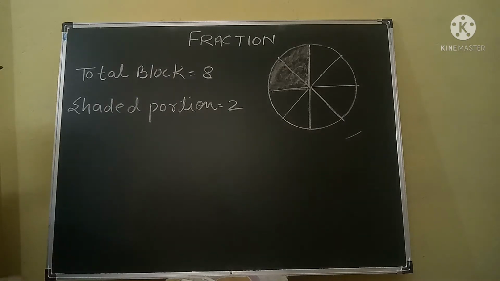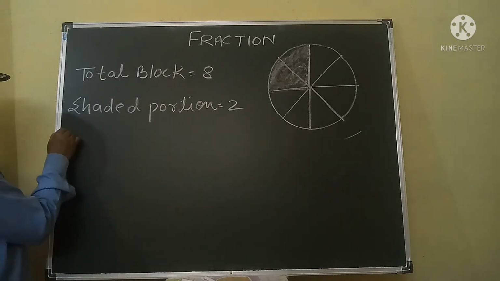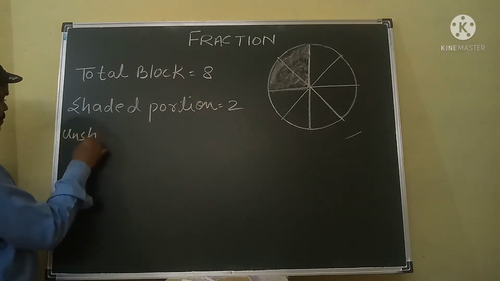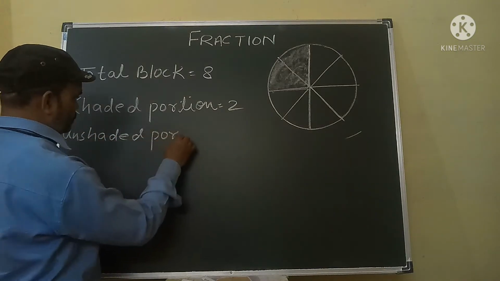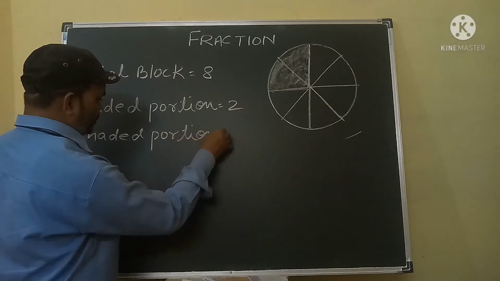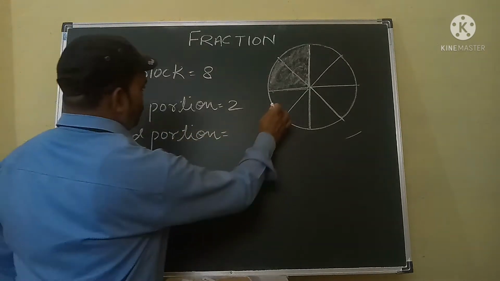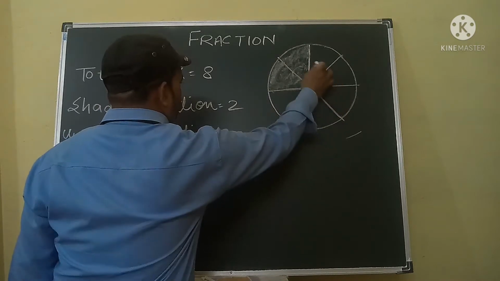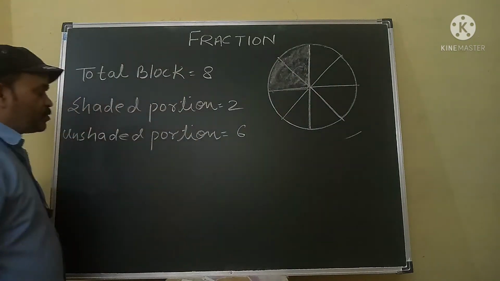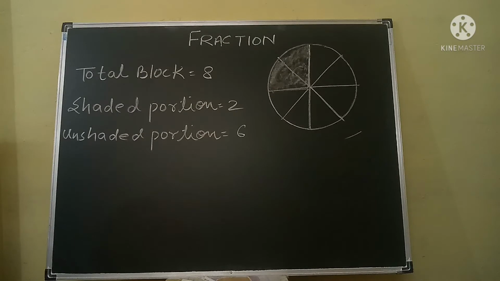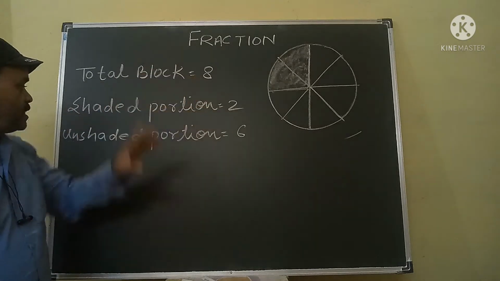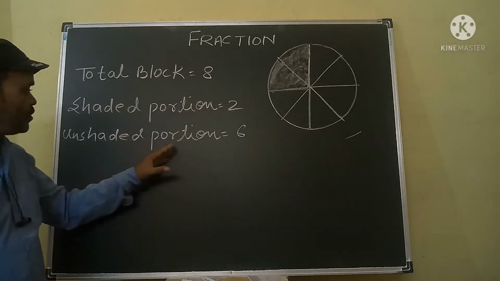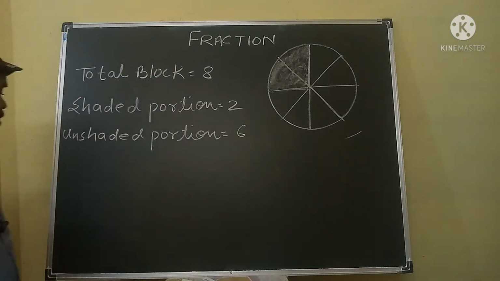Shaded portion is 2. Okay, and the unshaded portion is 1, 2, 3, 4, 5, 6. The unshaded portion is 6. So out of these 8 blocks, only 2 blocks are shaded and the unshaded blocks are 6.